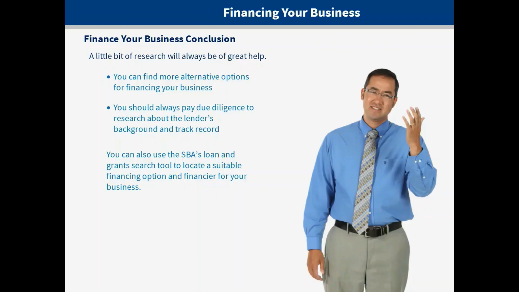We have discussed many of the financing options here. Still, a bit of research will always help you explore alternate options for financing your business. It's also important for you to perform due diligence about the lender's background and track record. This will help you choose the right financier for your business. You can also use the SBA's loan and grant search tool to locate a suitable financing option and financier for your business.